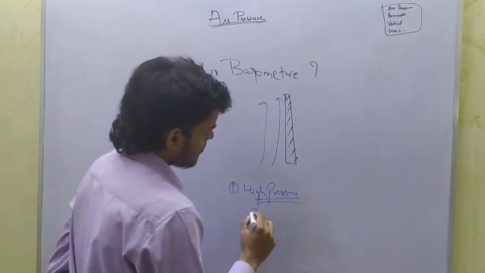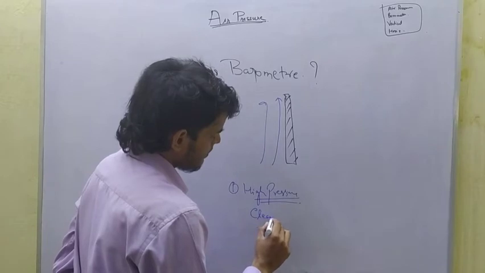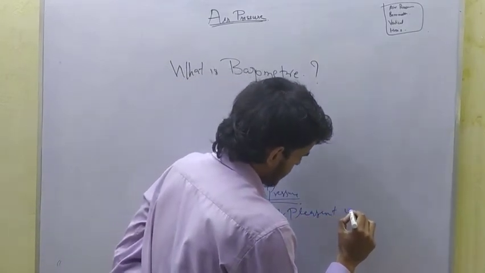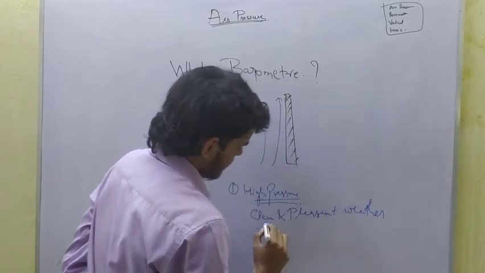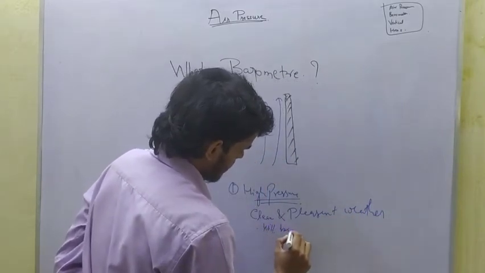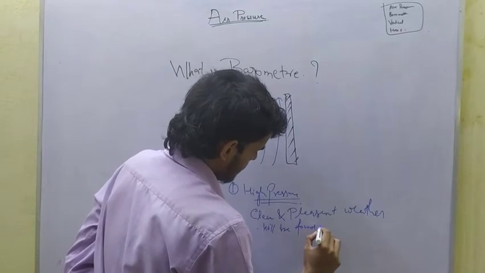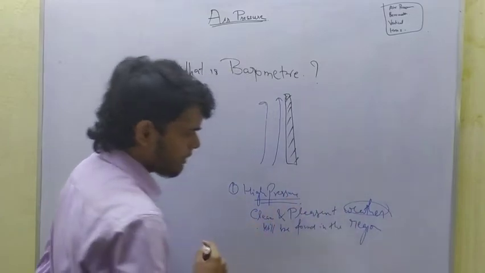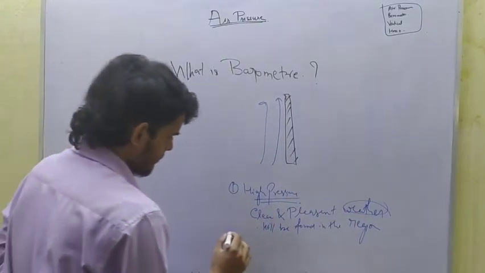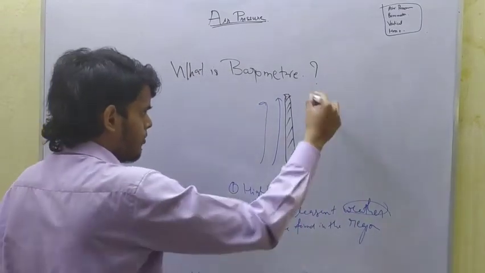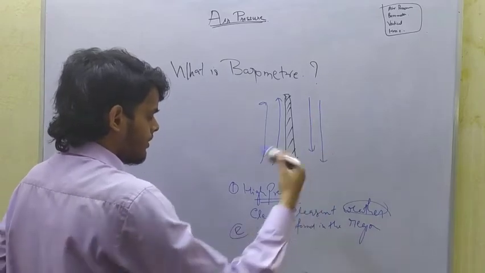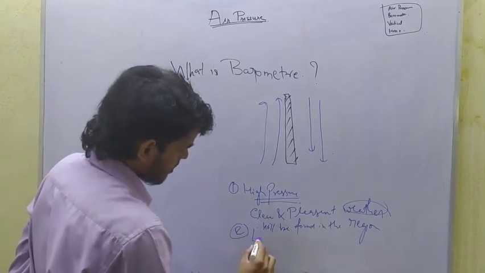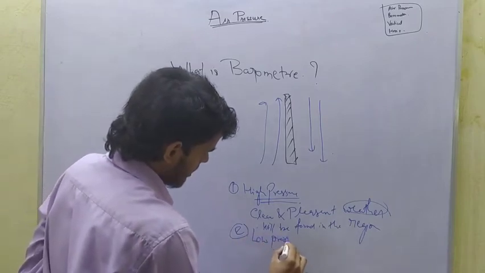So, clean and pleasant weather will be found in the region. If you don't know the difference between weather and climate, then see my previous video. And if the readings of the barometer fall drastically, then a low pressure region will be created. Low pressure region will be created.